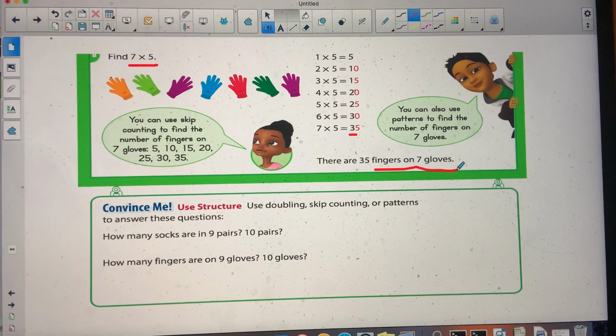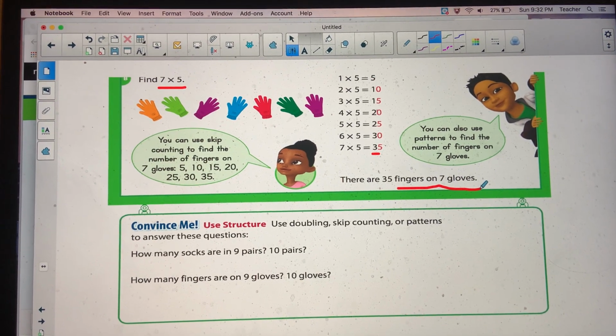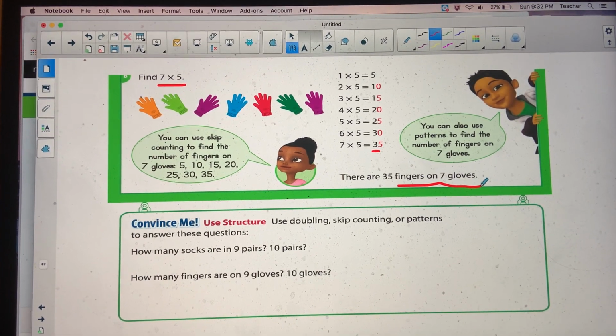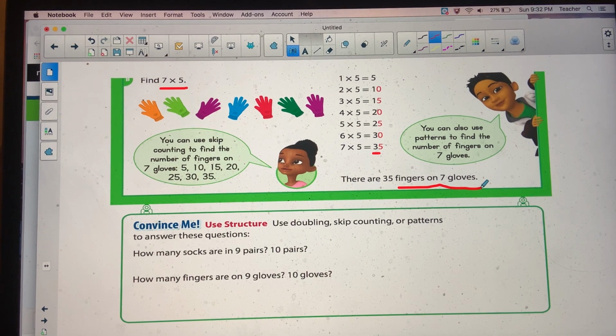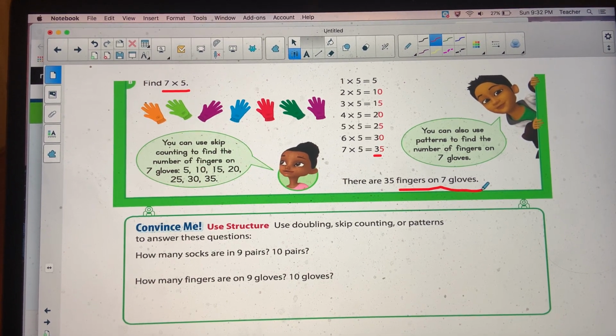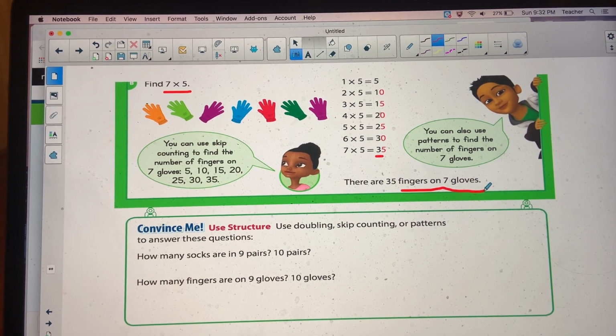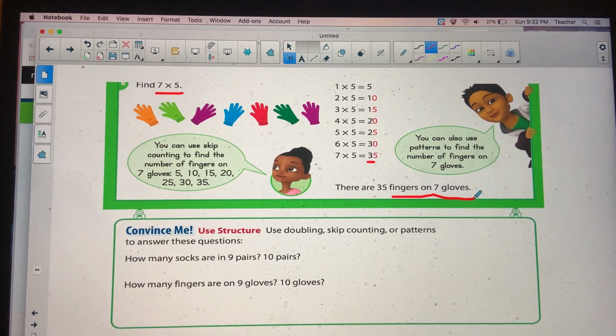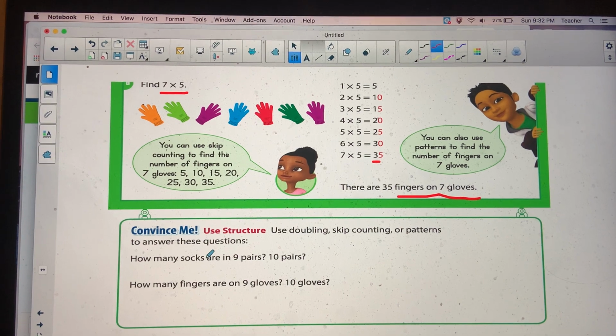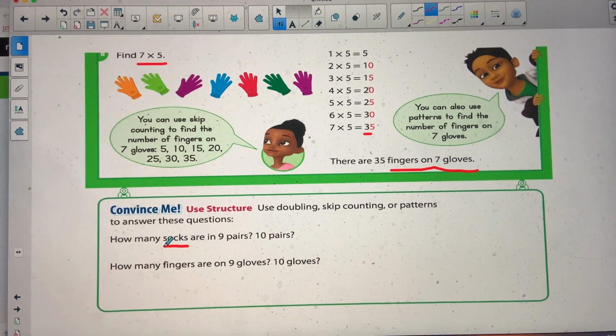Okay. Now, to convince me, I would pause the video here, try and do it on your own, and then put me back on. So it says use doubling, skip counting, or patterns to answer these questions. Well, how many socks are in 9 pairs? Well, socks, that's the key word here. So I'm going to underline that.